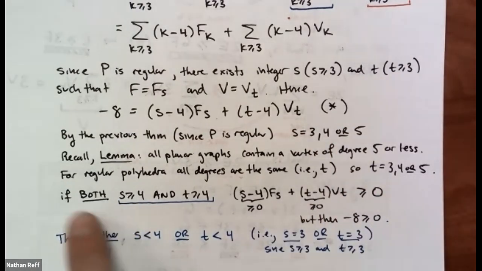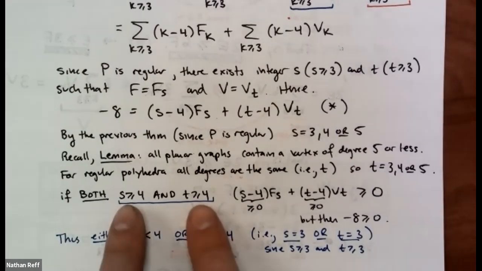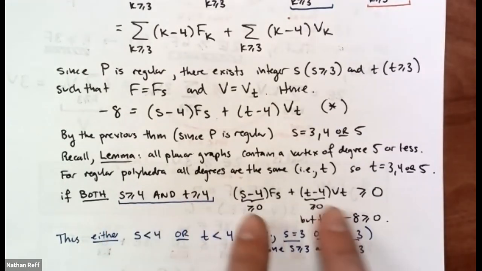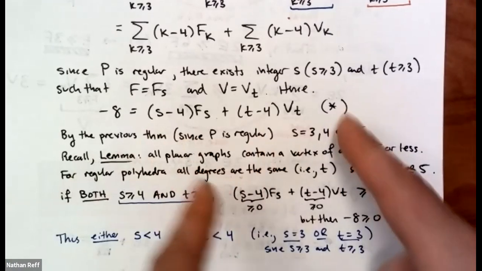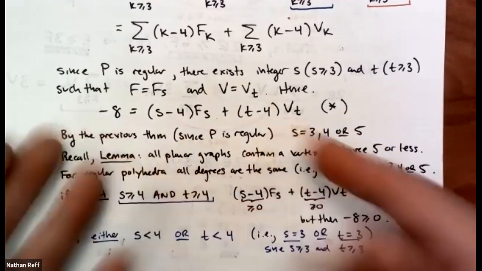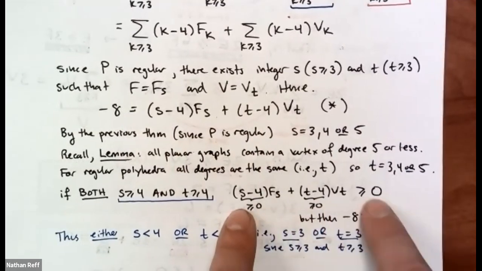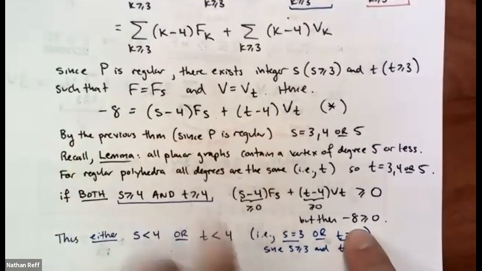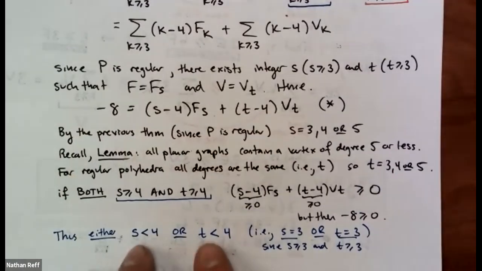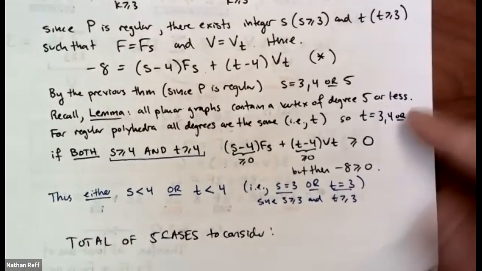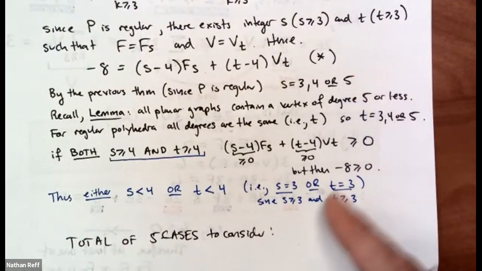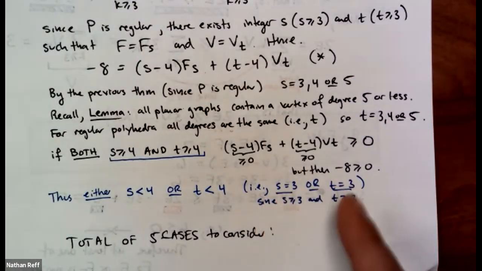But if you look at the possibility of both s and t being greater than or equal to 4, then in star here, it's not possible, because this will be greater than or equal to 0, and this will be greater than or equal to 0, and then that would mean -8 is greater than or equal to 0. So what that means is one of these parameters has to be strictly less than 4, but the smallest that they could be is 3 here. So one of those has to be 3. So what that means is you have 5 cases to consider.